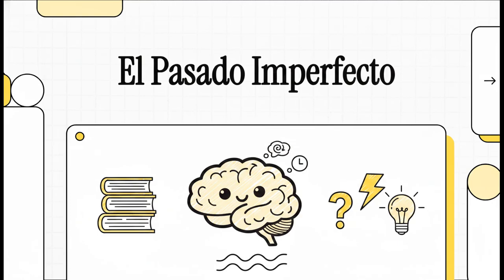Welcome to the Explainer. Today, we're unlocking one of the absolute best tools in your Spanish toolkit. We are talking about el pasado imperfecto, the imperfect tense. Let's just jump right in.